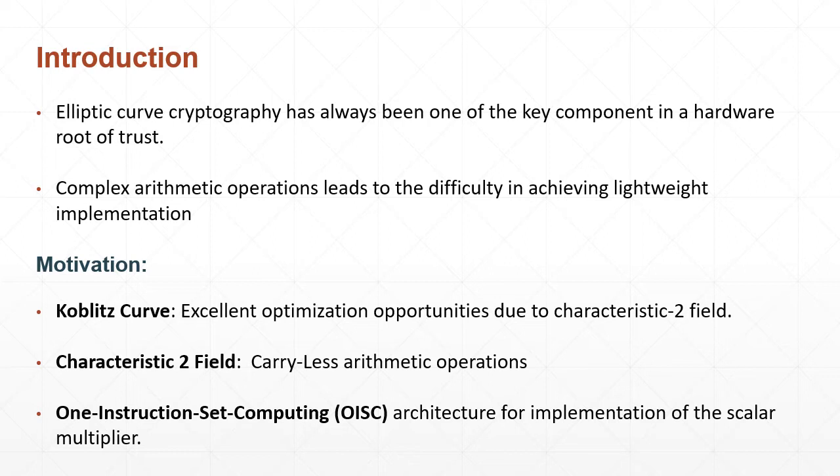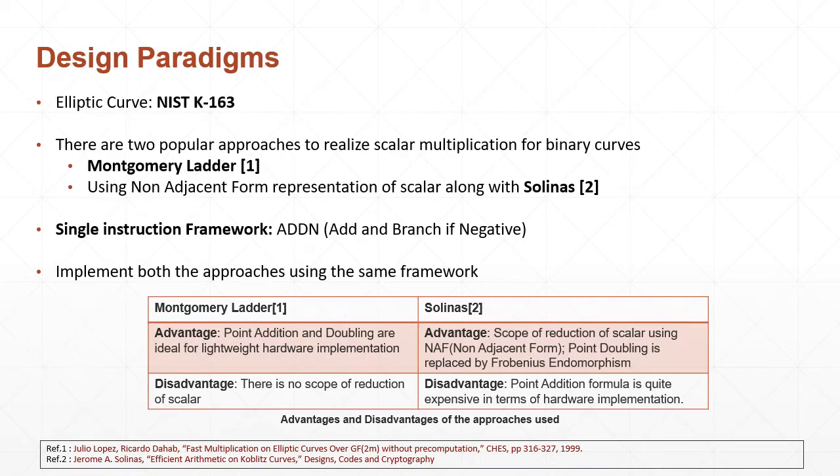We have chosen a binary field curve, namely the Koblitz curve, which provides excellent optimization opportunities. Arithmetic operations in characteristic 2 fields are easier to achieve because of the simplicity, like carryless operations. For implementing the scalar multiplier, we will be using a one instruction set computing framework. Next, we will be discussing the design details of our proposed architecture.